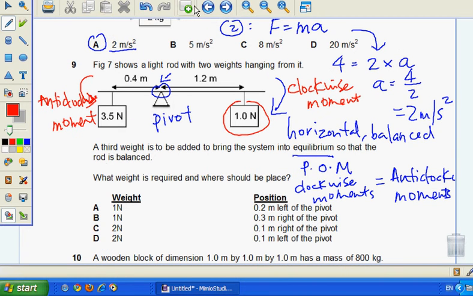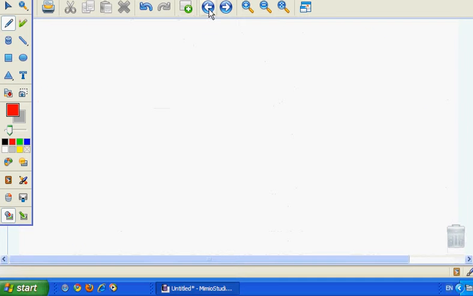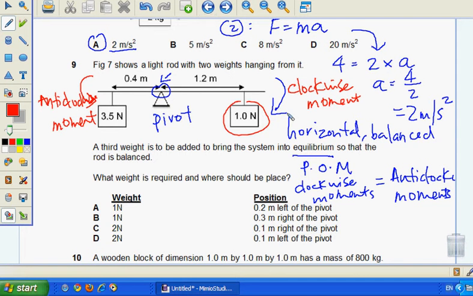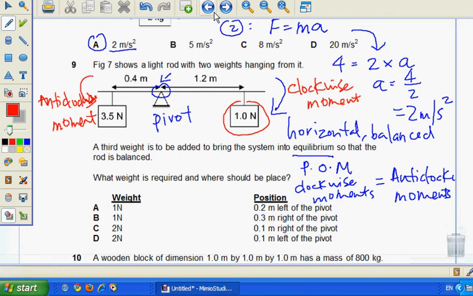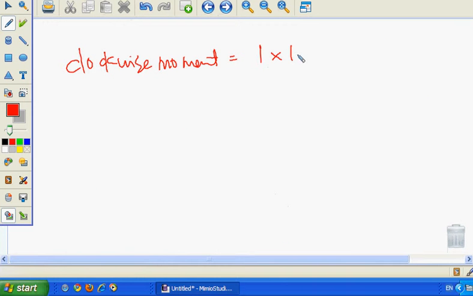Let me open up another page first so that I can recall. How do we find the clockwise moment? Clockwise moment is the force multiplied by the perpendicular distance from the force to the pivot. So my clockwise moment is equal to 1 Newton times 1.2 meters. So my clockwise moment in this case is 1.2 Newton meter. To help me remember direction, it's pointing in this direction.